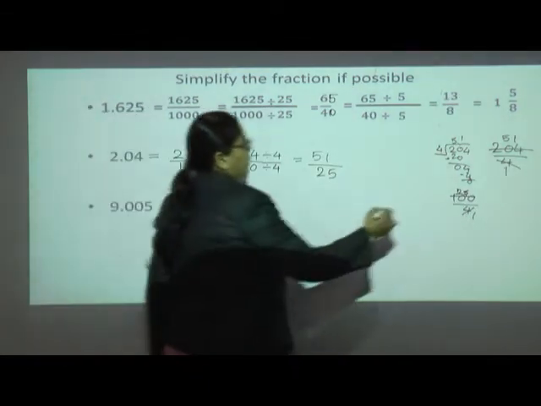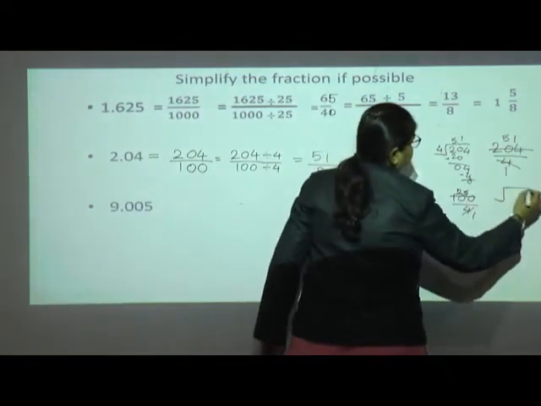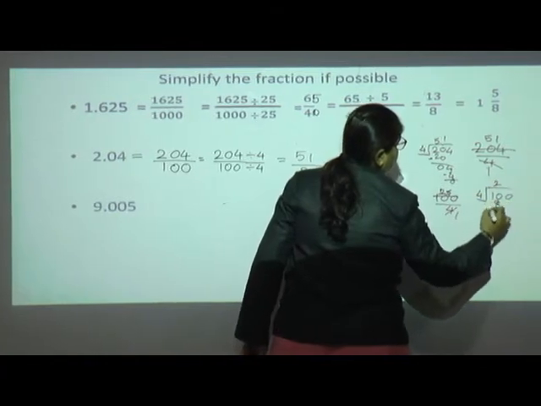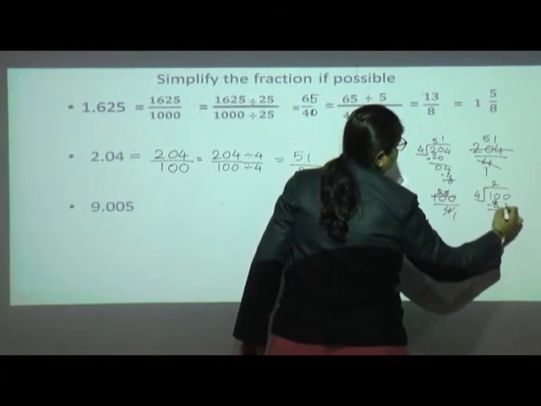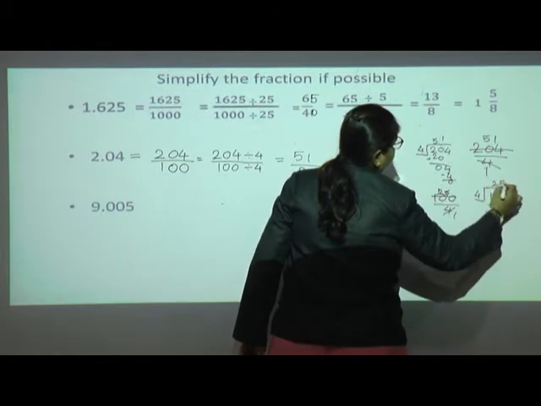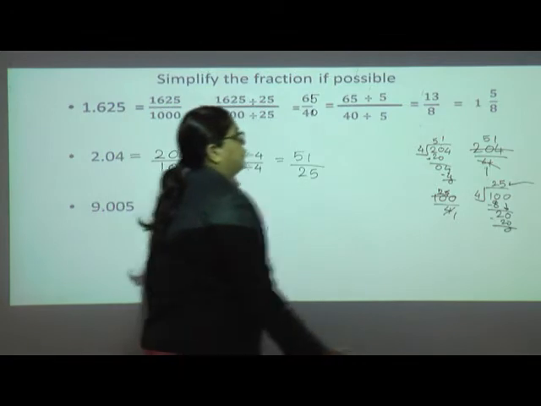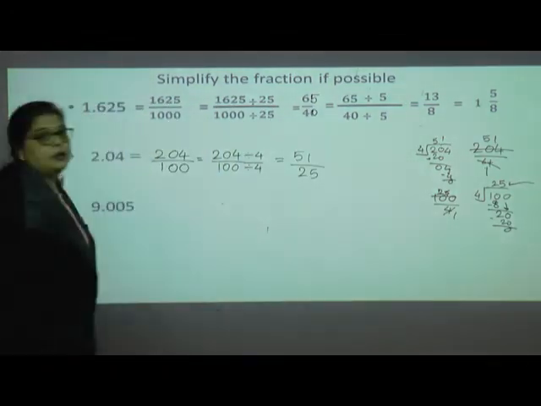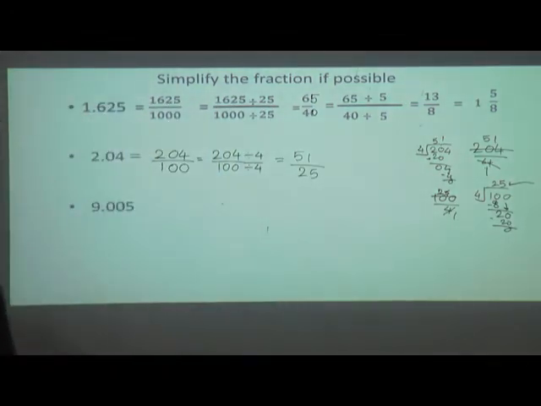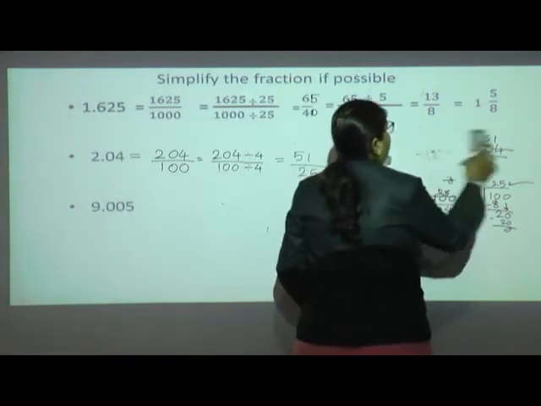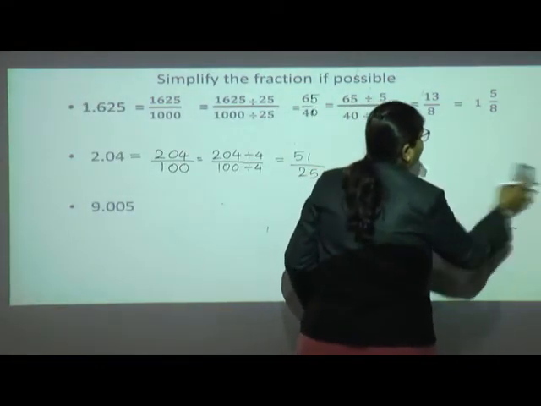Or we can divide this practically. 100, 4 2s are 8. So this will be 2. Get your 0 down. 4 5s are 20. So what is the quotient? 25. So both are correct.